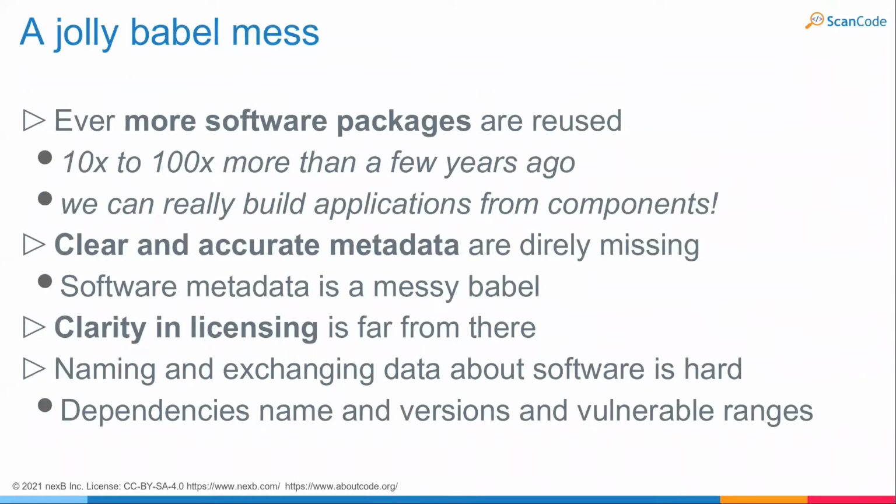So that said, we're going to talk about software packages and their licensing, generally speaking, the domain of metadata. And it's a problem because we're reusing ever more packages. I help a lot of software teams figure out what's in their code. And compared to a few years ago, there are 10 to 100 times more packages than there used to be. When I say packages, it would be something like a Maven jar, a Node package, a Python package, and these kinds of things. Or it could be a Debian or a Fedora package on the system side.